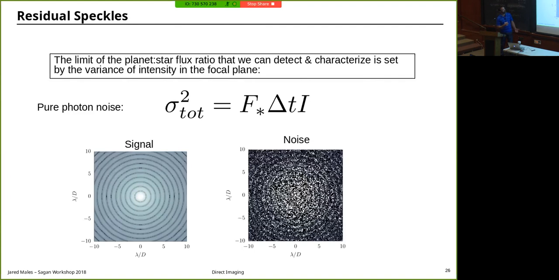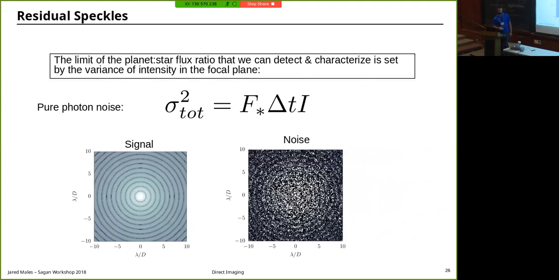That if we were purely photon noise limited, this would be the variance in the focal plane. It's just the flux rate from the star times the exposure time times this I, which is, remember, the intensity distribution in the focal plane. So at any point here, this is just telling you that the variance is the number of photons that you collected. And this was that noise map I made. And so the key point here is that the limit of our ability to detect the planet is set by this variance. It's the variance of the intensity in the focal plane.